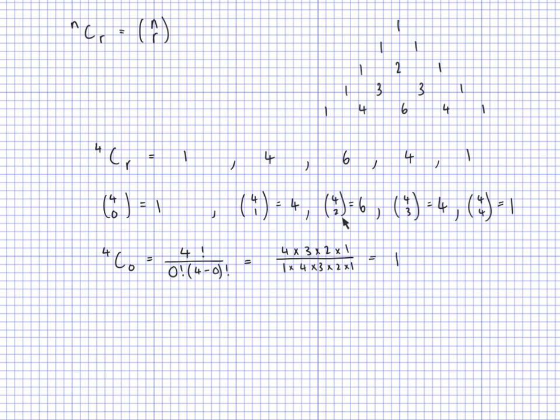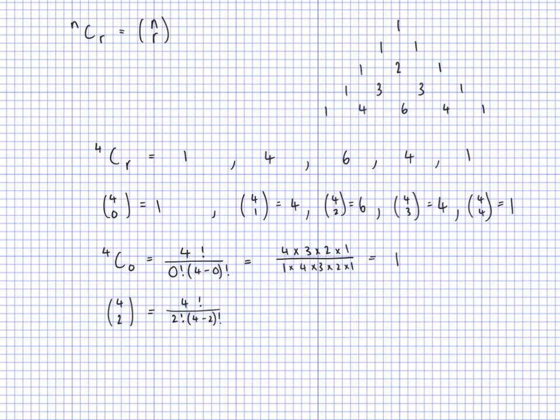I'll use this one now, 4 choose 2, and this time I'm going to write it using this notation. So if I had 4 choose 2, this would be 4 factorial at the top, and the 2 factorial here, and the 4 is also there. I'll have (4 take away 2) factorial as well. So I will have 4 factorial over 2 factorial times (4 take away 2) factorial.